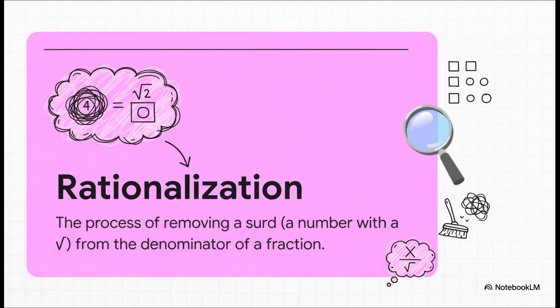All it means is we're removing a surd, that's just a fancy word for a root that can't be simplified, like root 2 or root 5, from the denominator, the bottom part of a fraction. That's our whole mission, get a nice, clean, root-free denominator.